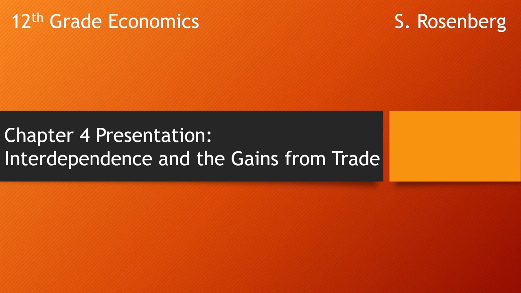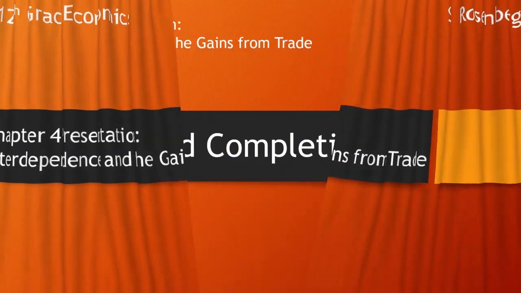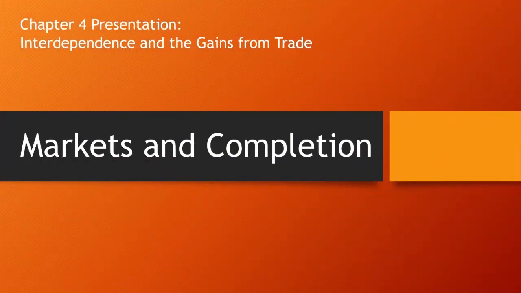So let us then begin with the first look for the Chapter 4 material, Interdependence and the Gains from Trade. We are beginning with the first part today, which is markets and competition. And then we'll also be looking at supply as well. So let us just begin.